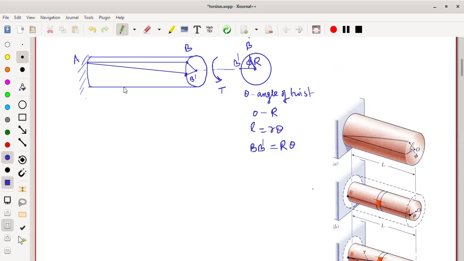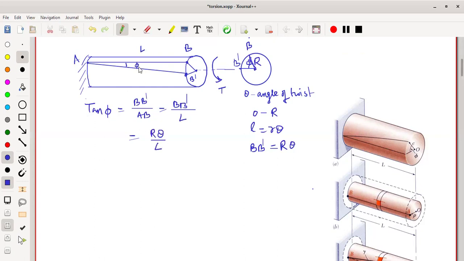From this diagram, you can observe that this is the phi inclination. From the front view, if you apply tan phi, the opposite side is BB dash divided by AB. Here AB is the length of the shaft, which initially we consider as L. So you can write it as BB dash divided by L, and BB dash we already had as R theta, divided by L.